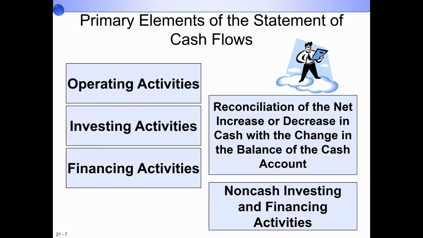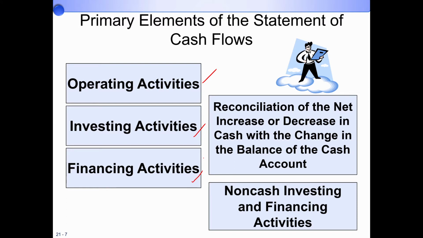Here are the primary elements of the cash flow statement. We have operating activities, a very important element. Then we have investing activities, the cash inflow and cash outflow for investing, and the cash inflow and cash outflow for the financing activities.